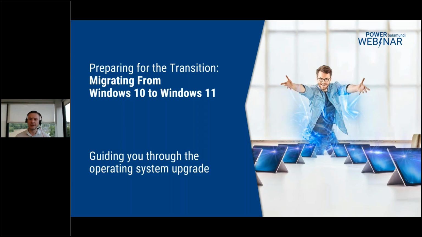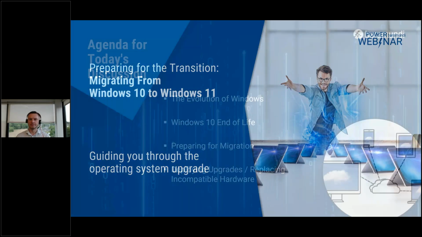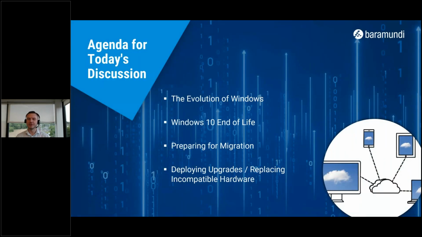So I have a little bit of a demonstration. We'll walk through a couple of items that we'll review together. Things like making sure that the systems are up to date, going over the evolution of Windows from Windows 10 to 11, when the actual deadline is at the end of life, how to prepare for that migration, making sure that your clients are actually ready to be upgraded to Windows 11, and then deploying those upgrades and also replacing the incompatible hardware that just isn't capable of upgrading. Those are going to be devices that you'll need to either replace or upgrade the hardware for, and then be able to migrate them to Windows 11.